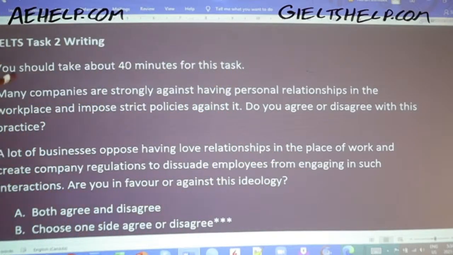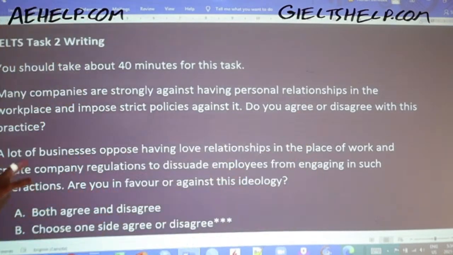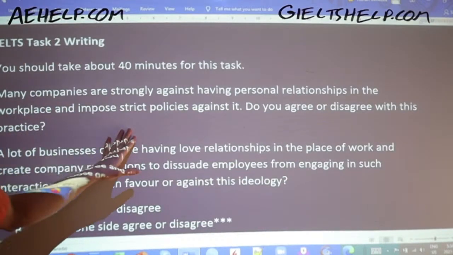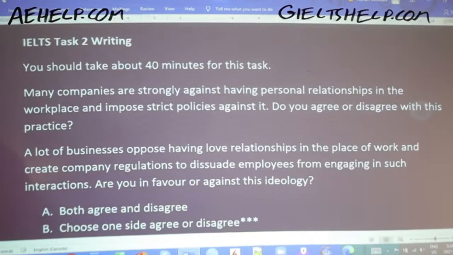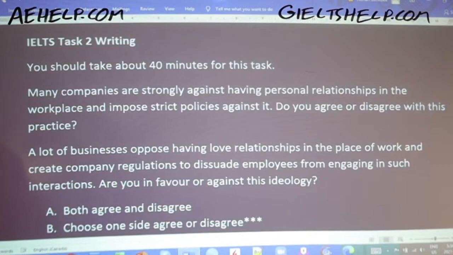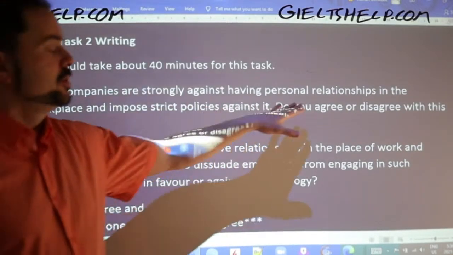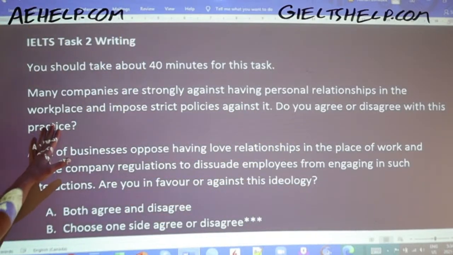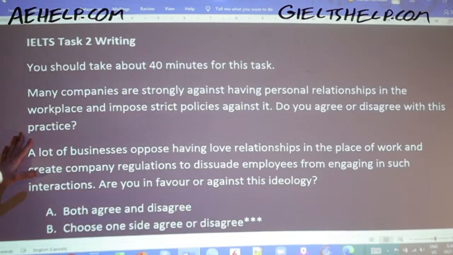So here was the question. IELTS Task 2 writing. You should take about 40 minutes on this task. Many companies are strongly against having personal relationships in the workplace and impose strict policies. Let me get this a little bit more on screen. Yeah, I can see that's a little bit off screen. So just give me a sec. There we go. Okay, now you can see it a little bit better. Let's do that again. Many companies are strongly against having personal relationships in the workplace and impose strict policies against it. Do you agree or disagree with this practice?